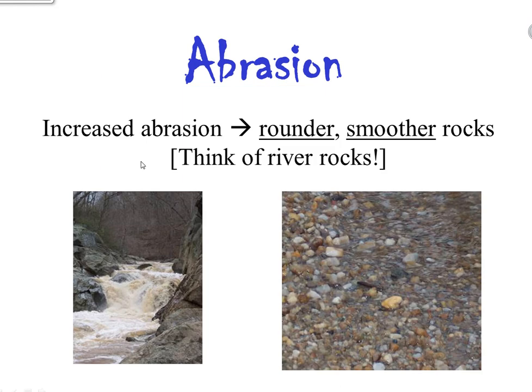More abrasion tends to produce rounder, smoother rocks. Think of river rocks. If you've been in a river, you see the water, especially at flood stage, rushes over the rocks and smooths them out. They roll against each other and become rounder and smoother.